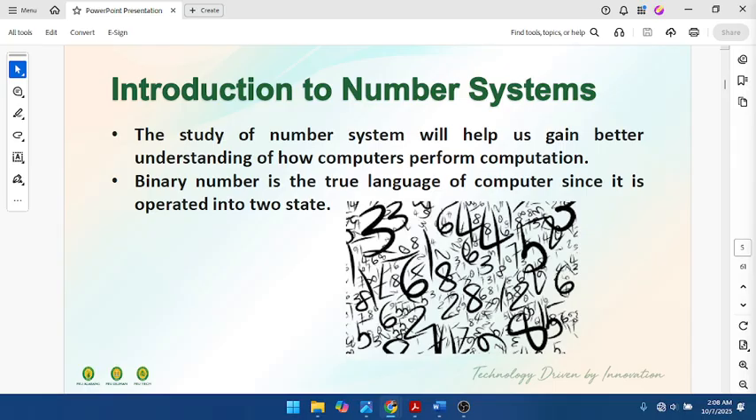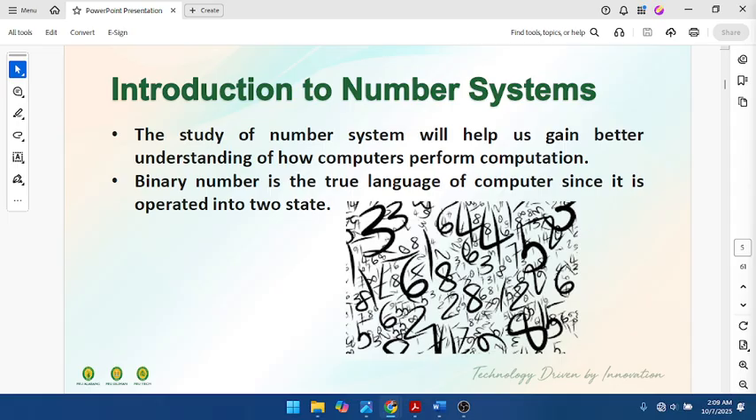So let's start with the big questions. Why are we studying this? As the first point says, understanding the number system is crucial to understanding how computers compute.